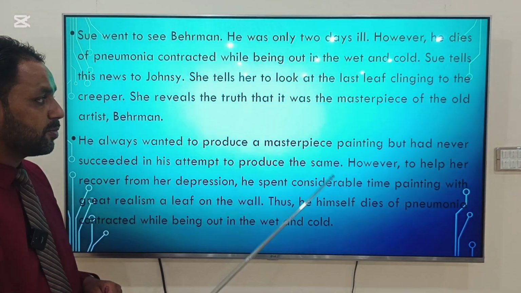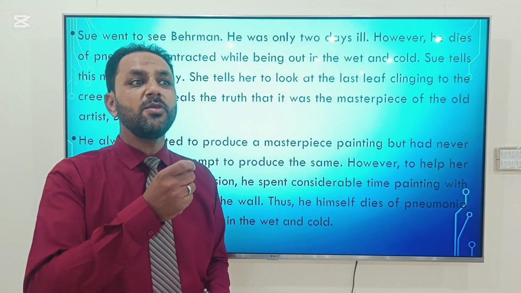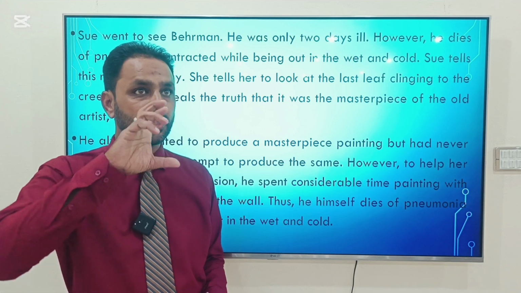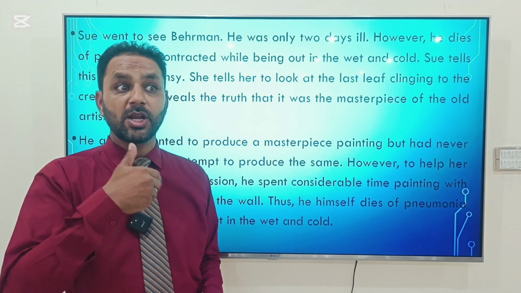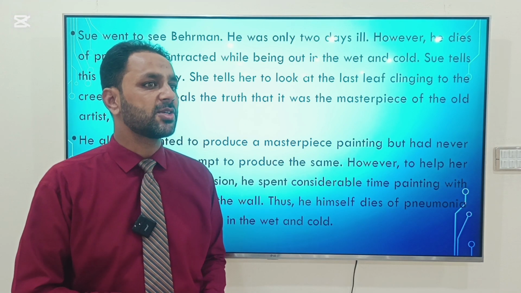He always wanted to produce a masterpiece, as we discussed. Just see, the old man himself passed away. Why? Just because of pneumonia, because he kept on drawing this leaf in the cold winter night. But he himself passed away, but saved the life of Jonesy. In this way, it became the masterpiece.